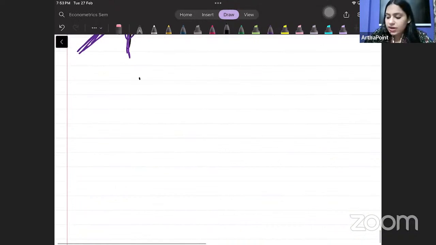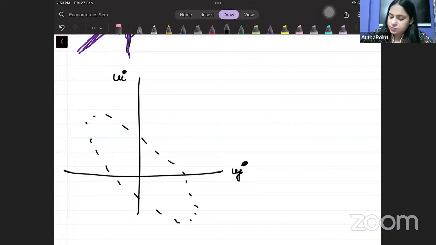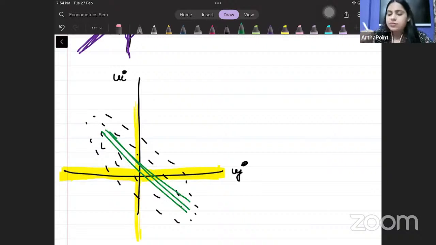Similarly, if I plot the error terms and I see a relationship like this, something like this is forming. That means whenever I have a negative error in the first period, it will be followed by a positive error in the second period. Whenever I have a positive error in the first period, it will be followed by a negative error in the second period. That means I see a negative relation. Right? This is a negative autocorrelation.